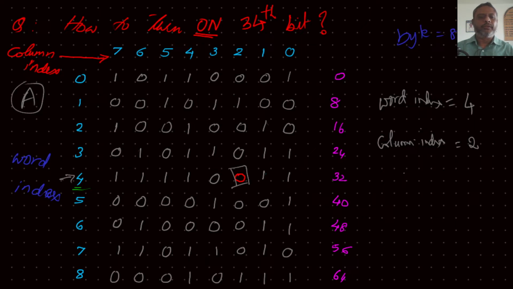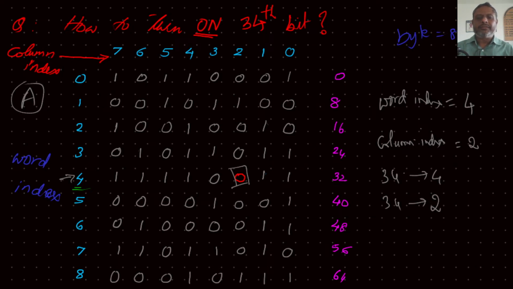The word index is 4. Is there any relation connecting 34 to 4, and 34 to 2? Looking at this arrangement, we can see that it is at index 0, 1, 2, 3, 4. That means it is in the fifth row. Row number 5 means after 4 rows are completed, it is in the third position. So it comes after 4 rows.